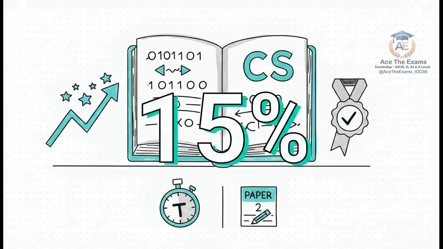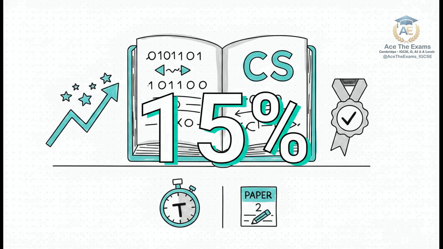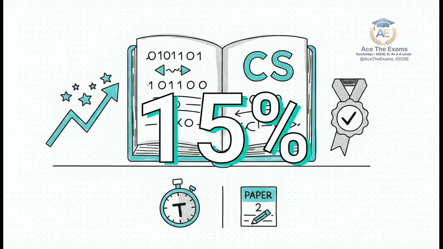Now look at this number on the screen, 15%. That is a staggering metric to reveal right out of the gate, isn't it? But it's true. Bit masking, test and set a bit, and its related logical operations can make up roughly 15% of the total marks in Paper 2. Think about that for a second. This instantly establishes the incredibly high stakes of this masterclass.